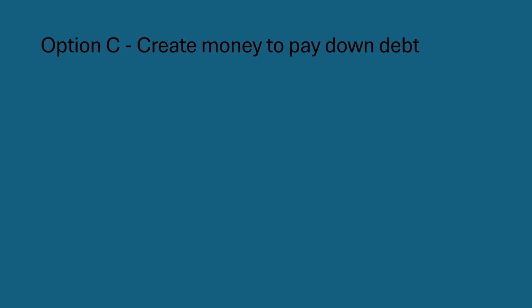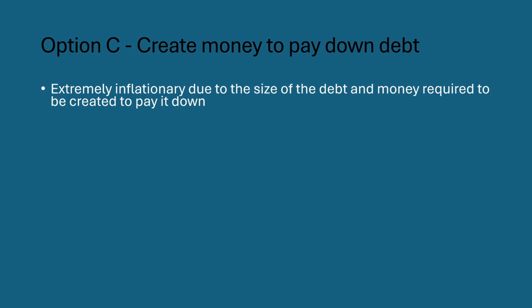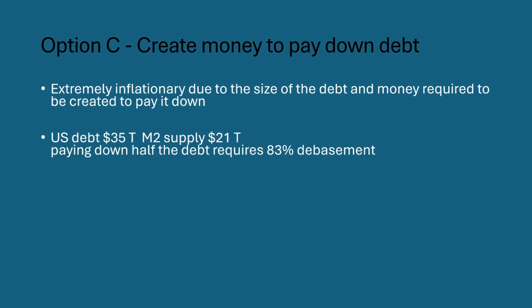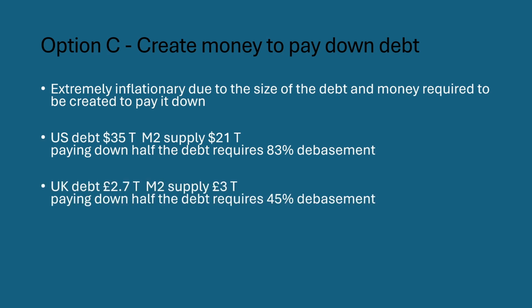Option C, paying off the debt with new money. This is extremely inflationary. And yet again, it's a question of how much debt are you willing to pay. So look at some examples. If you want to pay half of the US debt down, that's going to require an 83% debasement of the dollar. Paying half of the UK debt is about a 45% debasement. So again, politically, why would you do this? This is just more chaos.